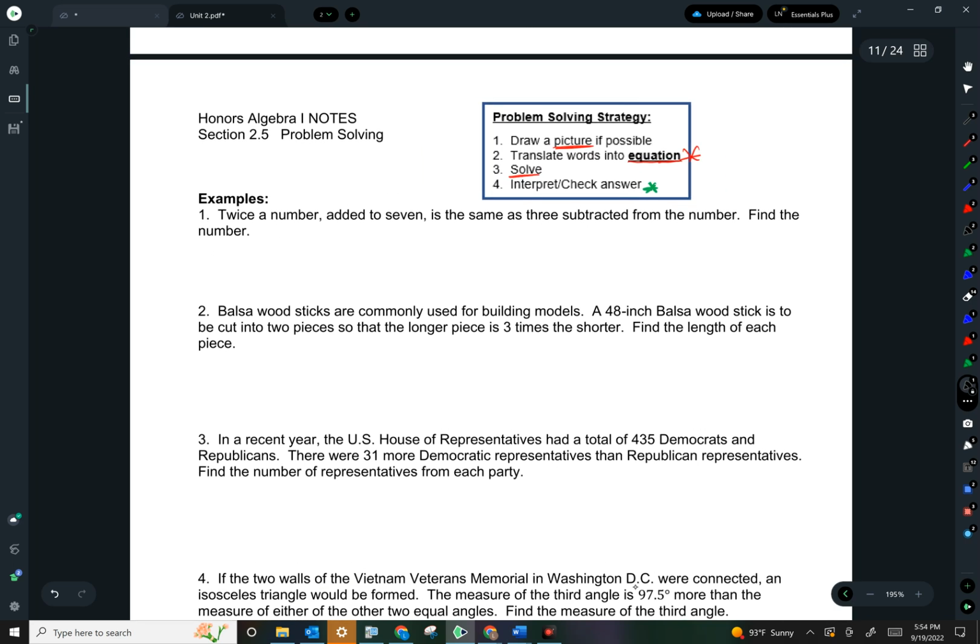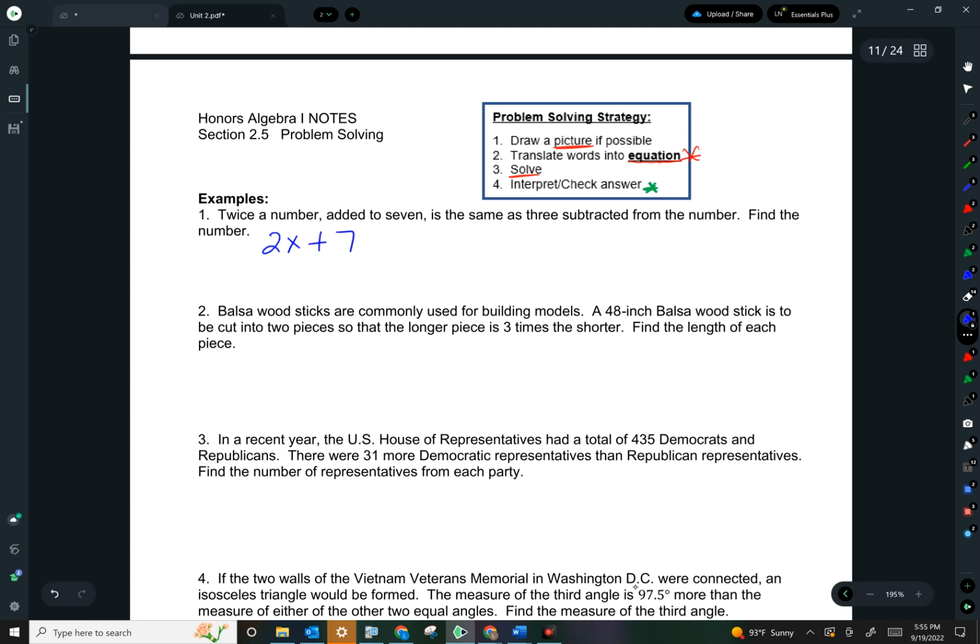Sometimes, and I think these are the easier ones, you get lucky, and it's not really about a real life application. It's just about numbers. So if you look at number 1, it talks about twice a number added to 7. So there's no picture to draw, but we can write an equation. So it says twice a number. Well, doesn't that mean 2 times the number? So I'll call my number x. 2 times the number added to 7.